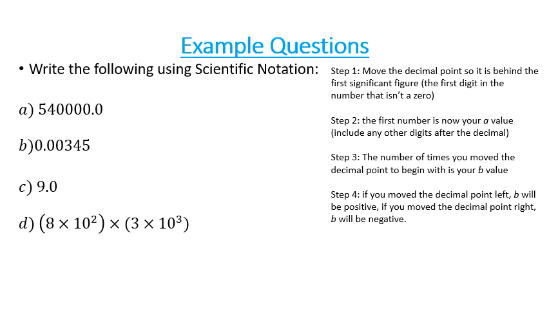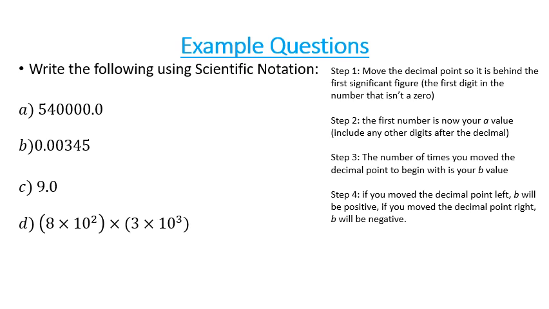So let's have a look at some example questions here. It says, write the following using scientific notation. I've got some steps here on the right-hand side of the screen to help you determine how to do this correctly. The first step says, move the decimal point so that it is behind the first significant figure, the first digit in the number that isn't a 0.